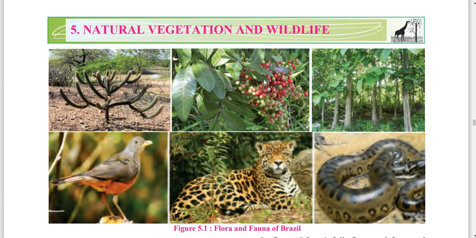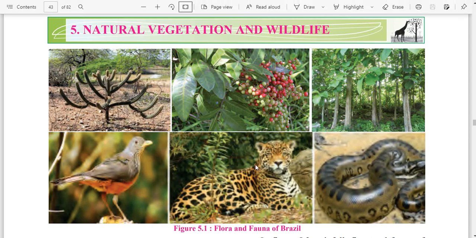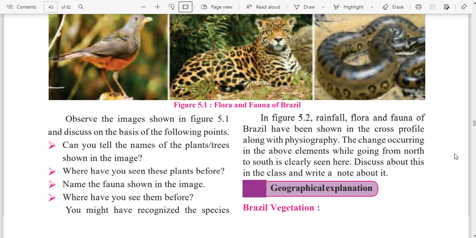You can see some pictures given here. Figure 5.1, Flora and Fauna of Brazil. A cactus plant is there, some other plants are also there. This is another plant having some fruits. These are some trees. A bird is there, a leopard is there, a big snake, anaconda is there. So let's read what is written about this.